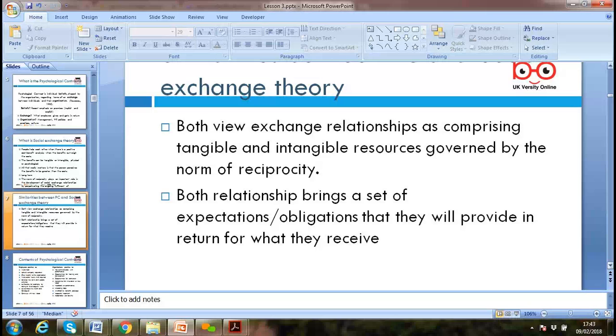Both sides of the relationship bring a set of expectations and obligations for what they will provide or receive. Yes, if their salary is higher, they are expected to give more productivity and quality.